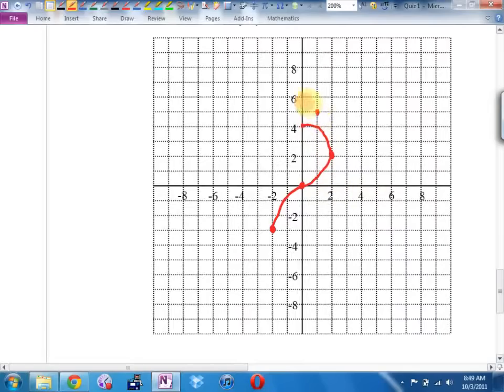Yes, like that. By the way, is that a function? Does that pass the vertical line test? No, the shadow touches the graph in several locations at the same time. That means you couldn't graph that on a graphing calculator.